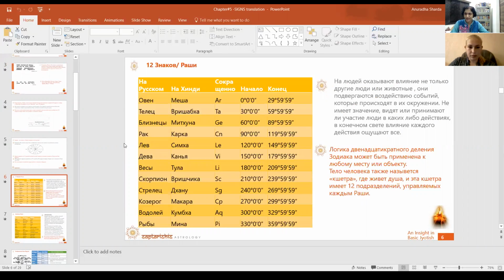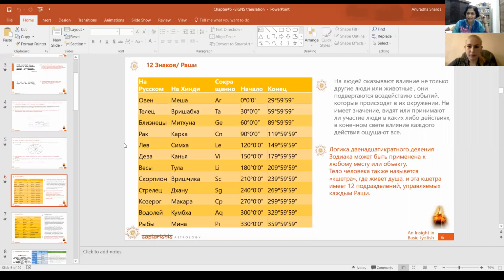Our body is also a division, okay? It is also an area. Just like the zodiac, which is an area, our body is also an area. So, the body parts are divided into 12 zones, and each sign rules over one part of the body.